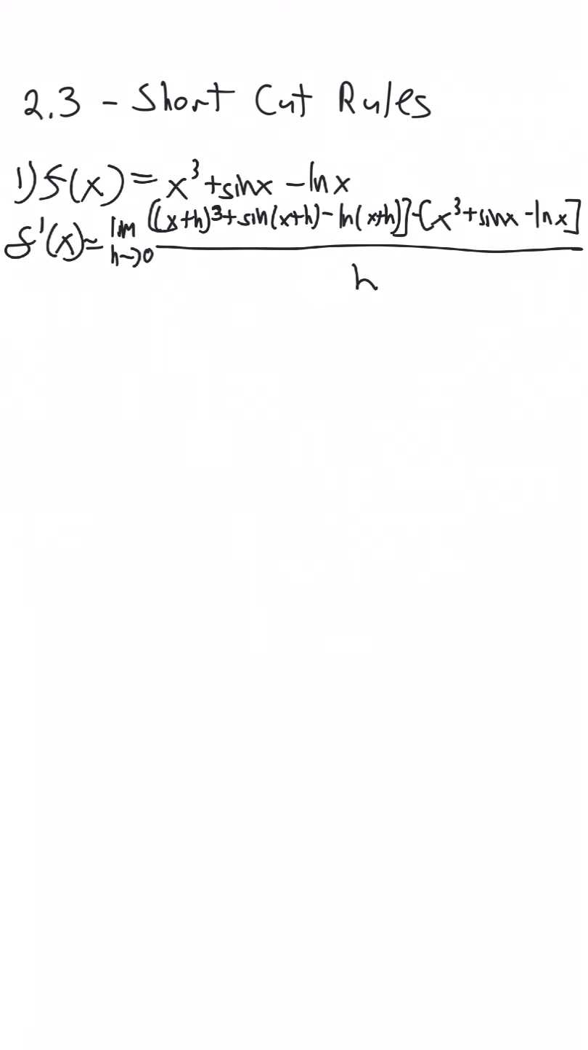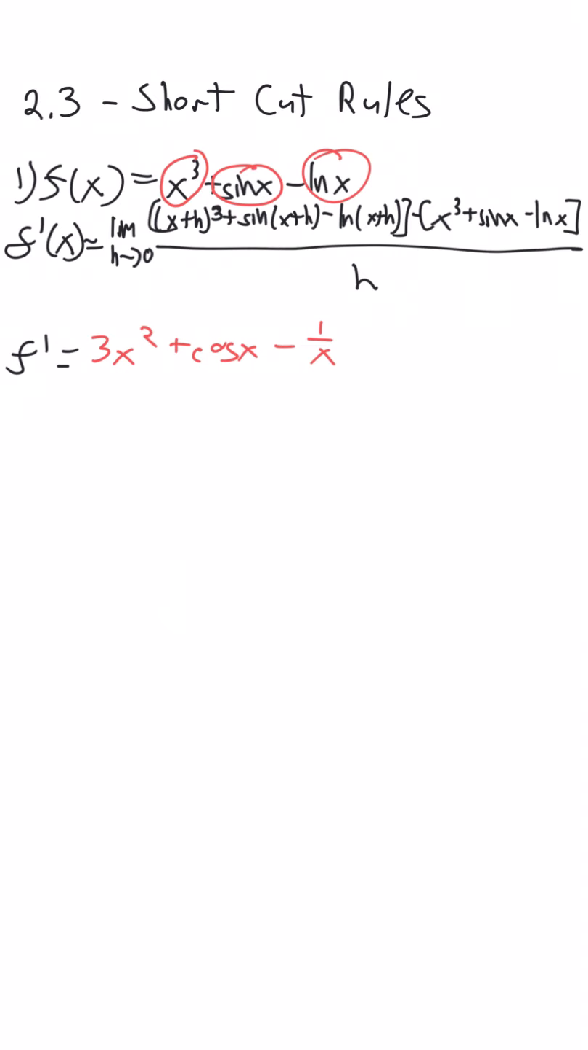Now watch how fast this is if I use shortcut rules. I know the shortcut rules for all kinds of functions. I know the shortcut rules for a polynomial. That's easy. Instead of x cubed, I'm going to have 3x squared. I know the derivative of sine of x is going to be cosine of x. I know the derivative of natural log of x, derivative of that's 1 over x. Boom, I'm done. See, I just had these shortcut rules memorized, and so will you shortly.